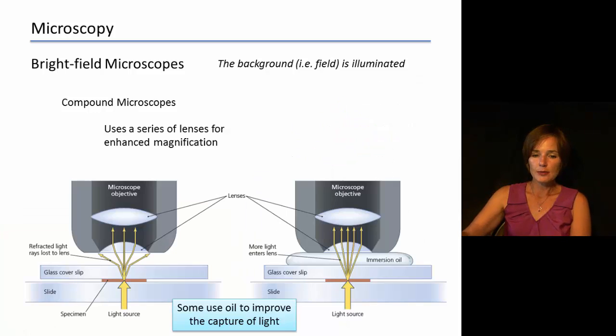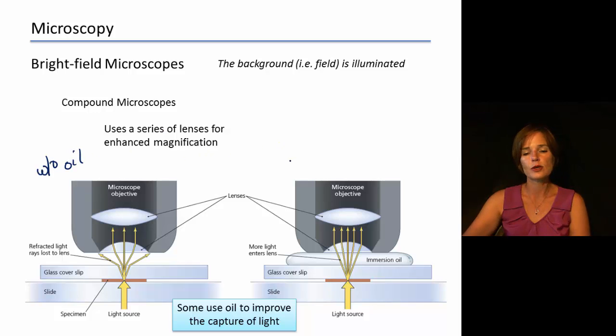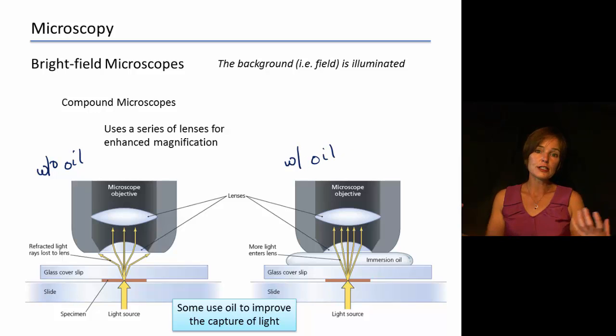Now, we sometimes even use some oil on top of the slide to increase the magnification even more. So one of the pictures here, this one over here, is showing us without using oil, and this one on this side is showing us with oil. Now, these are special lenses that are designed to be used with oil, so we call it an oil immersion lens, and it has to be very close in distance to the slide or to the specimen. That is a definite requirement in this case.